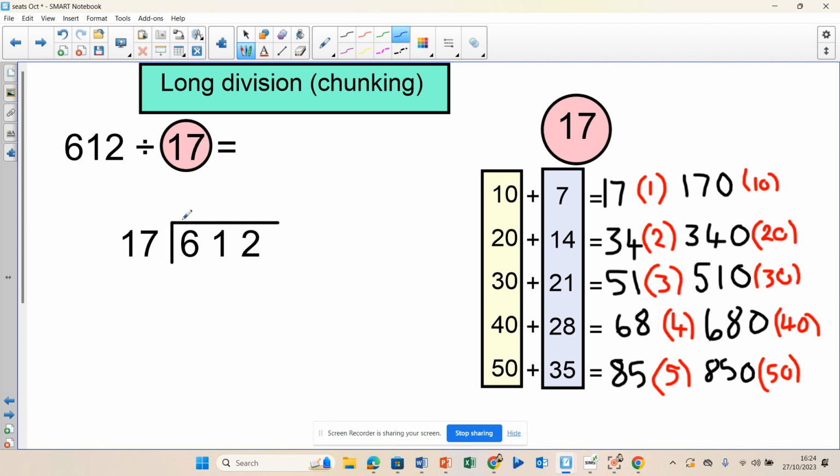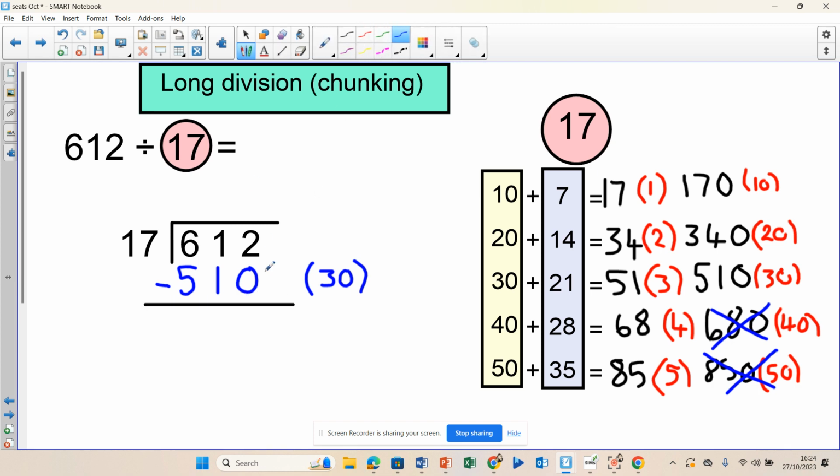Now, if you look, my dividend over here is 612, and I'm going to need a chunk to subtract from 612. Now, 850 is too big, so I can't use that one. 680 is also too big. It's more than 612, so I can't use that one. So the first one that I can use, the first chunk, is 30 lots of 17. So that's 510. So you come over here now, you put your 510 in, which is 30 lots of 17. So don't forget to write down what chunk you've used. And you're going to subtract that.